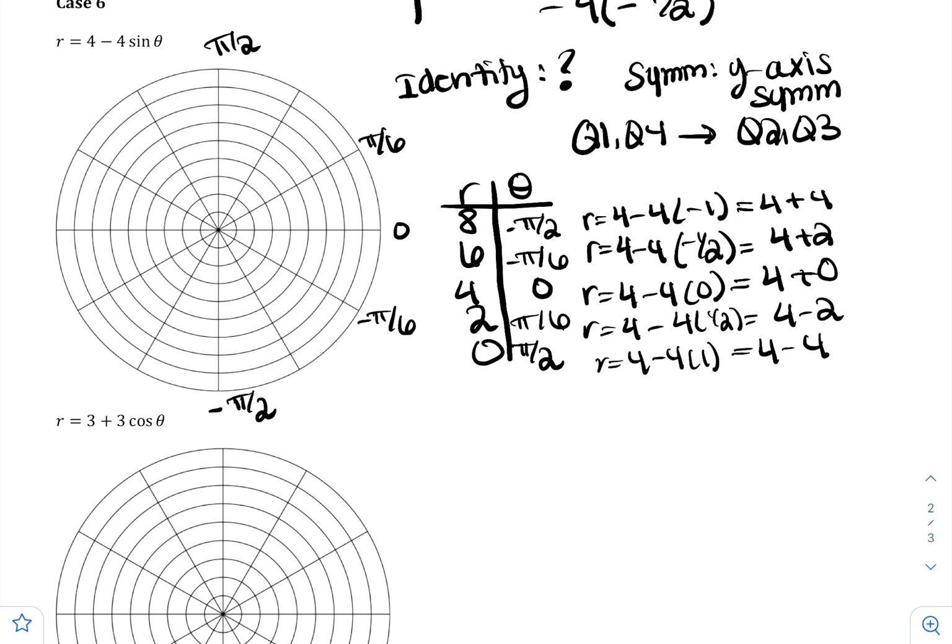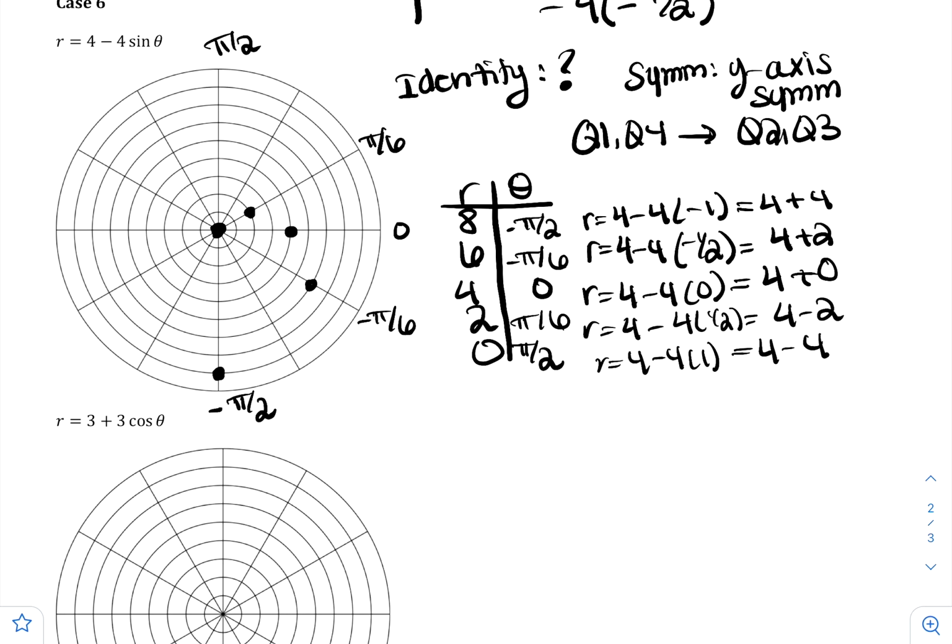So negative pi over 2, 8. 1, 2, 3, 4, 5, 6, 7, 8. Negative pi over 6, 6. 1, 2, 3, 4, 5, 6. Pi over 6, 4. 1, 2, 3, 4. Then pi over 2, 2. 1, 2. And then 0 will always put you at the origin.